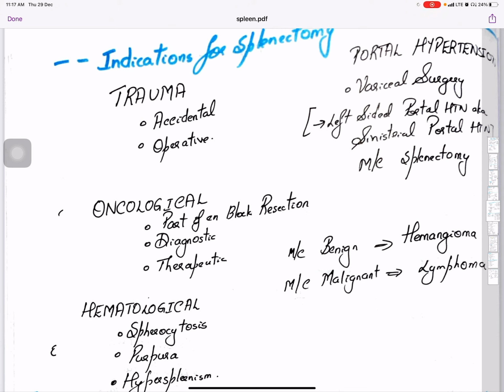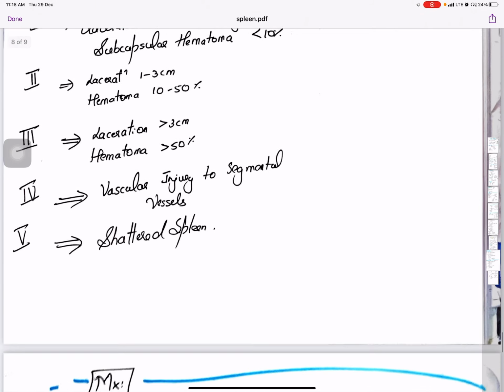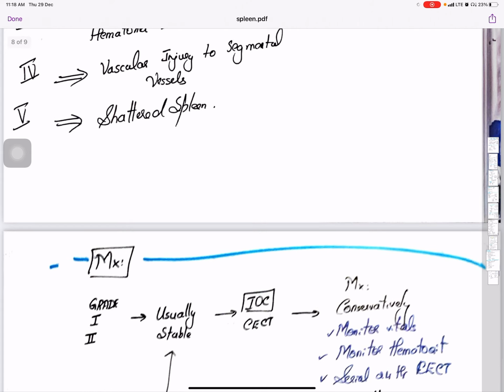Splenectomy is done in case of Gaucher's disease. We also had others: CML, Gaucher's, Wiskott-Aldrich syndrome. Okay, apart from onco, then we have storage, then infection.